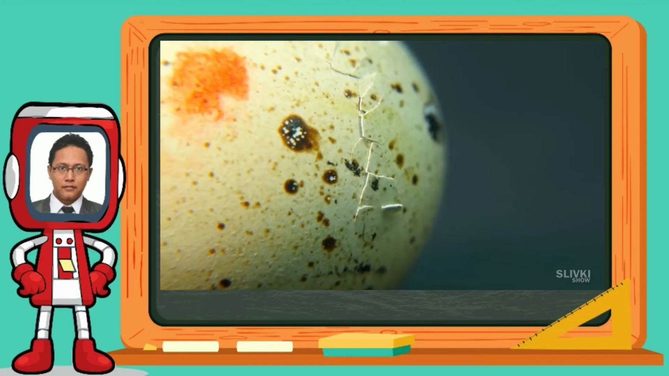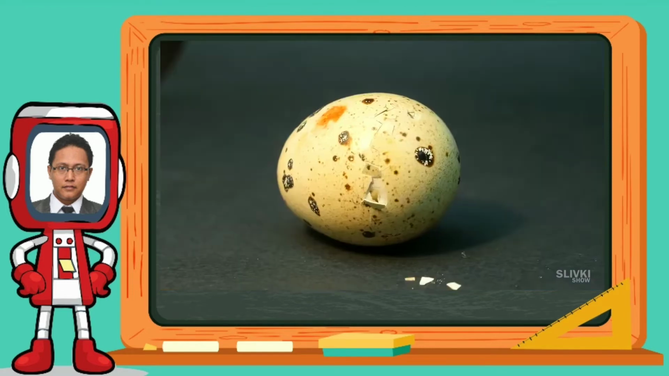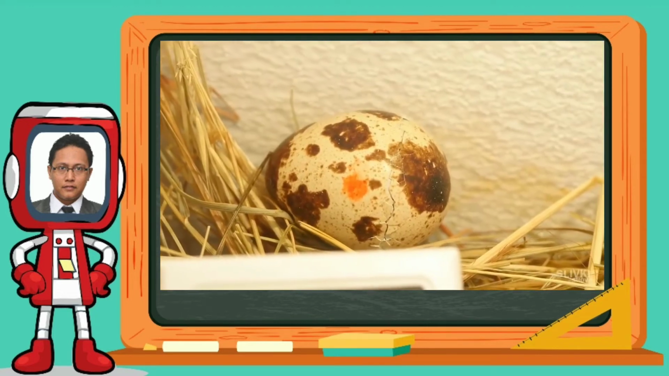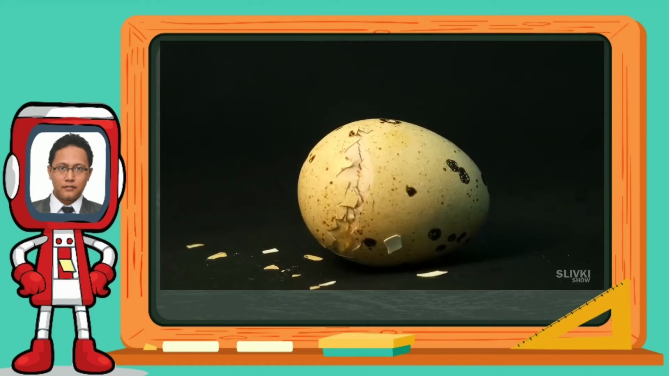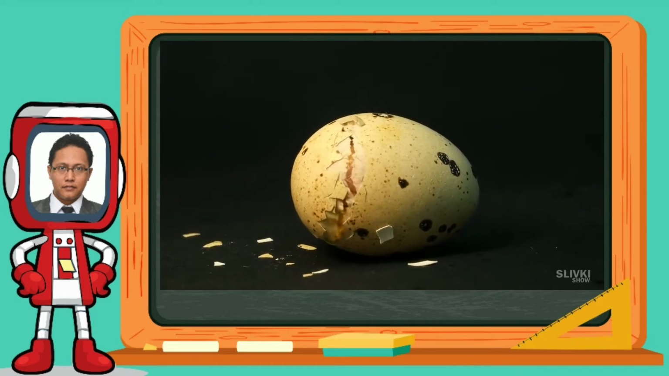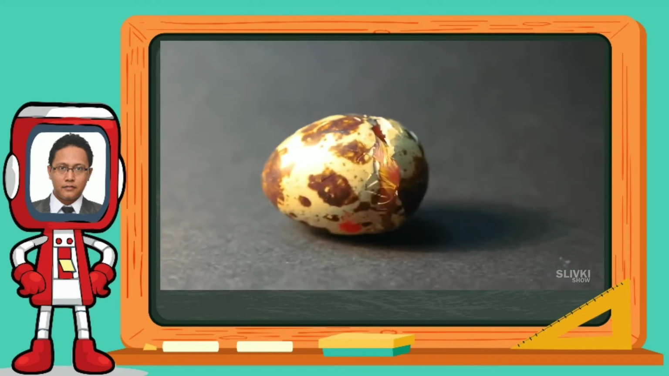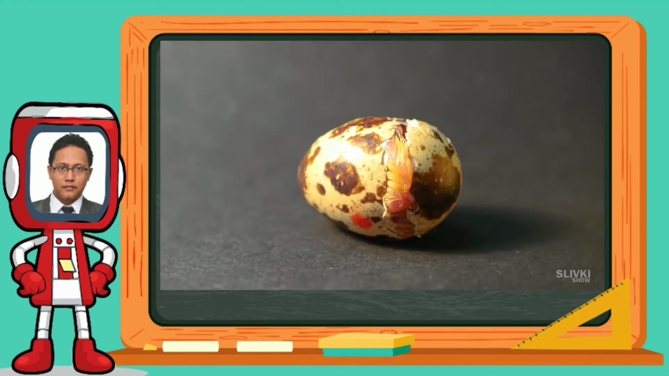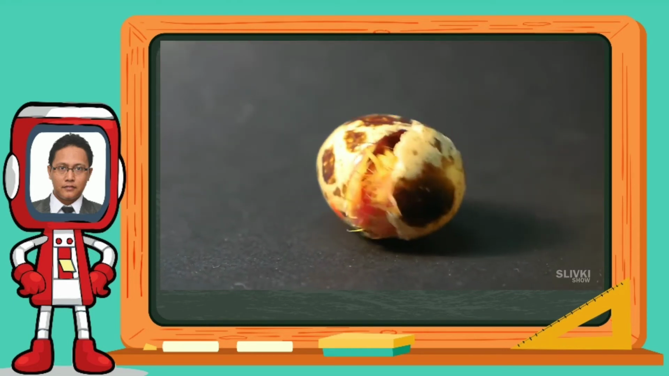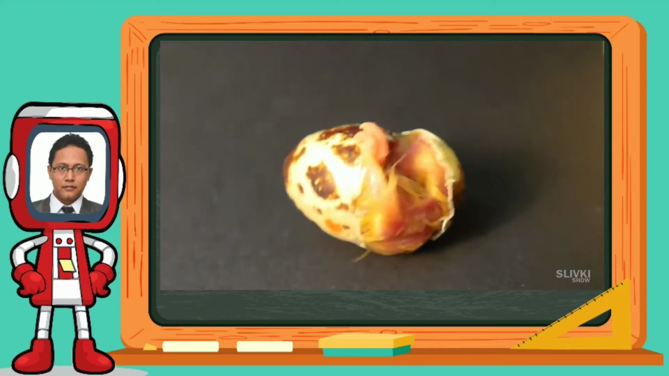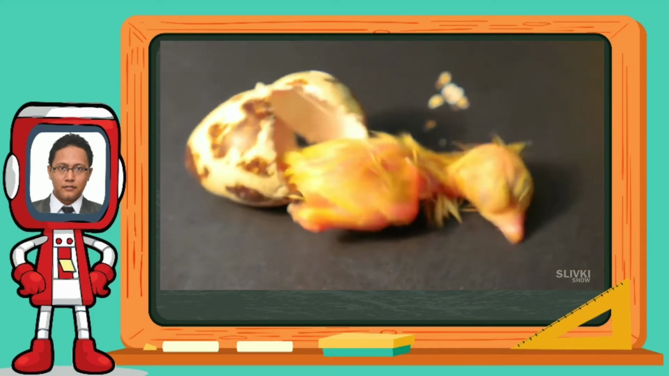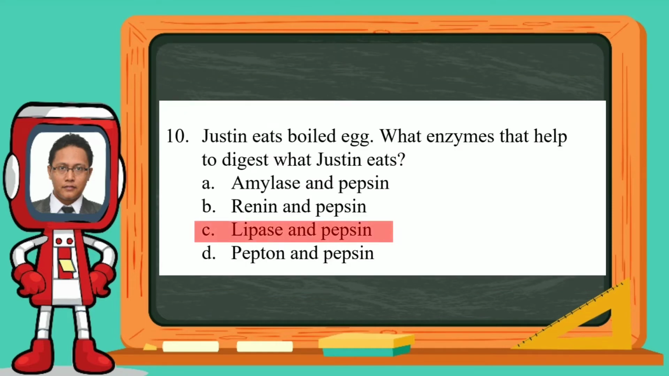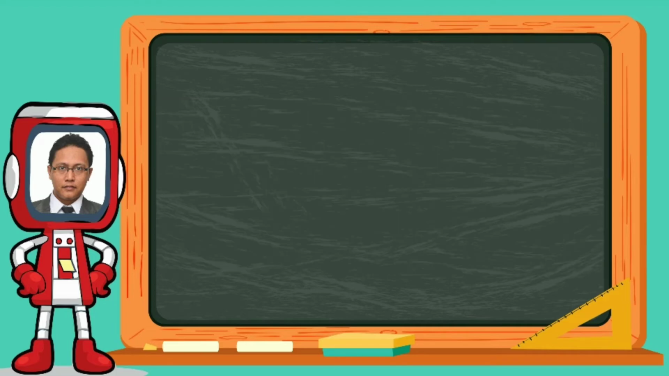So we just have to pair this information with the correct enzyme that will digest each type of nutrient. We have a list of options, and the correct one is lipase and pepsin. Lipase will digest the lipid or the fat, and pepsin is one of the enzymes required in breaking down proteins. So the answer should be C for that reason.